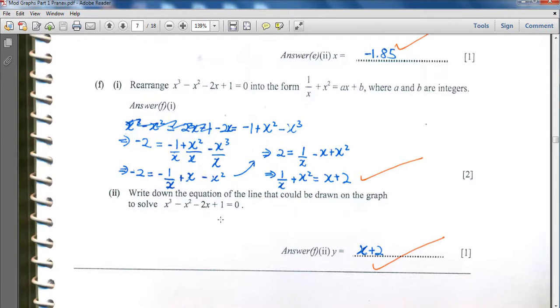x plus 2. So the answer is that we need to draw x plus 2 as a straight line on the same graph which already has the curve, so that we can find the solution for this cubic equation. So this is what is called graphical manipulation, and we are extrapolating the graph. From the given graph, we can further solve another equation which we have not really plotted on the curve. But over here, you just need to report the final answer as y is equal to x plus 2.